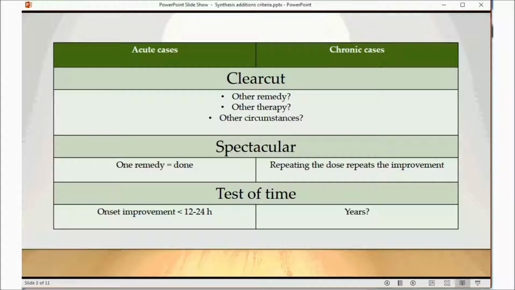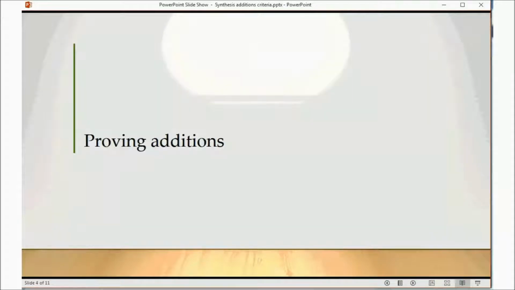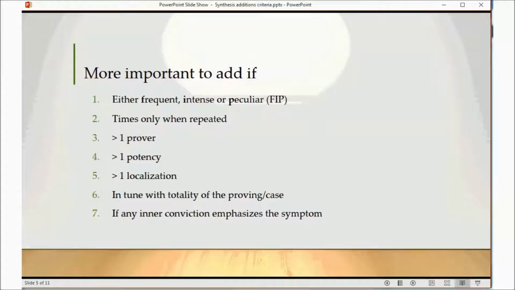The second chapter is about proving additions. And in the proving, there is this list of 7 criteria that I have collected from reviewing all the literature, including an Indian author, I don't remember, was it Tariq something? Anyway, there is an Indian author also. Several authors, Jeremy Sher, the American group, many people have given many ideas. Why should we enter certain symptoms of a proving into the repertory or not?